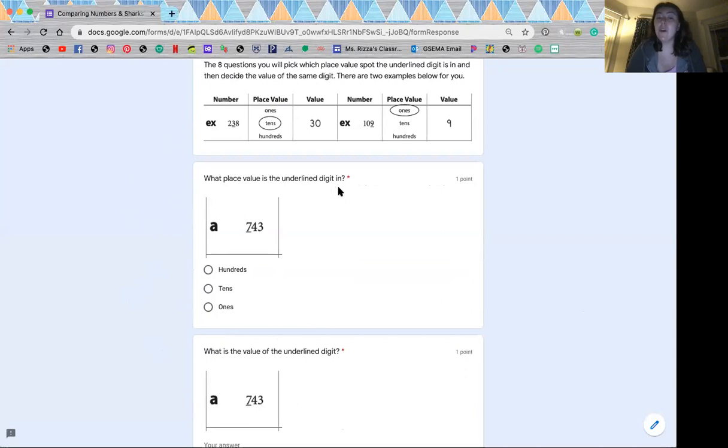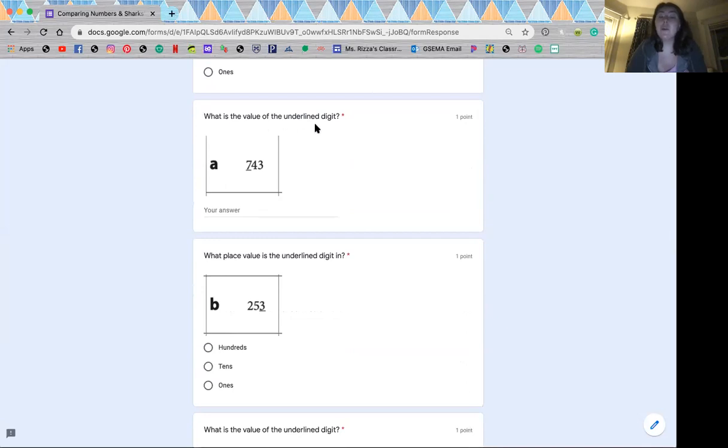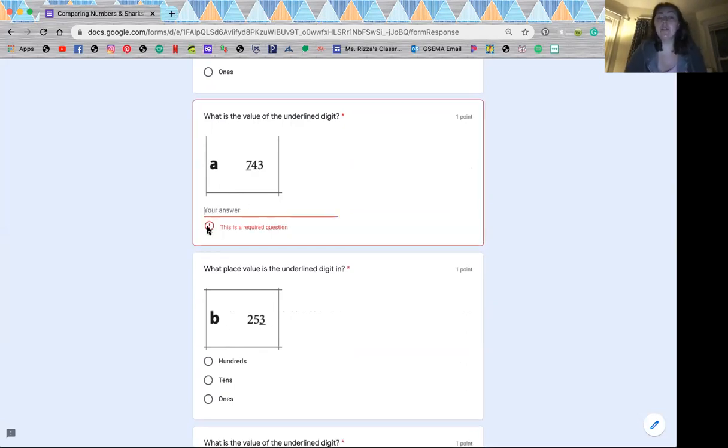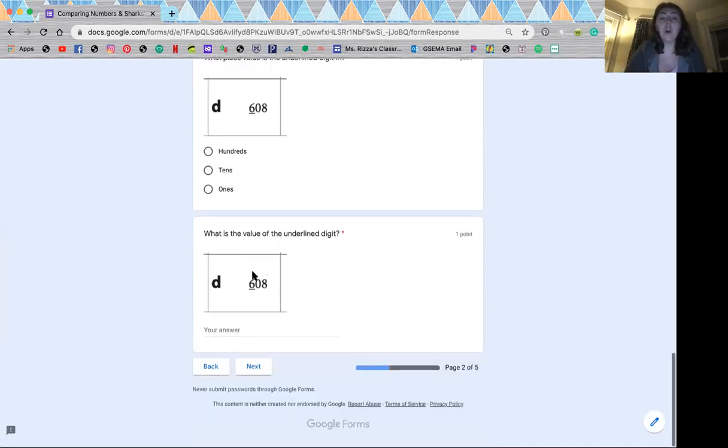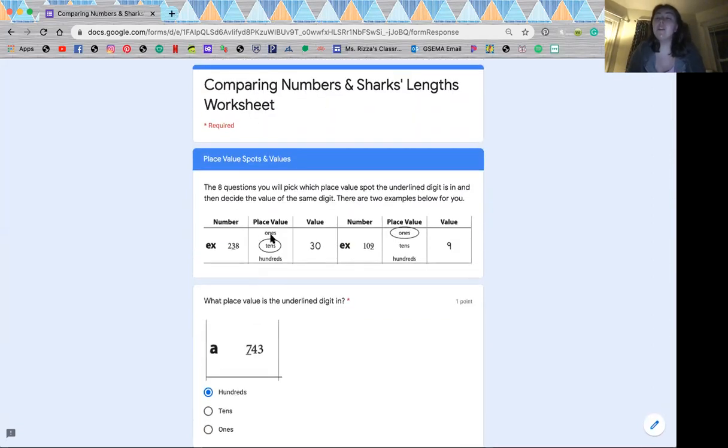And then it says what place value is the underlined digit in? And you're going to choose hundreds, tens, or ones. So you choose one. And once you choose it, you can just scroll to the next one. Then this one says, what is the value of the underlined digit? So here I want you to type using your keypad the value. And if you don't answer it, it will pop up red and will say, this is a required question. And you can go through all of the questions. They're on all the pages. And then at the end, you can submit it, and then I'll be able to see your answers, and you'll not have to have printed anything.